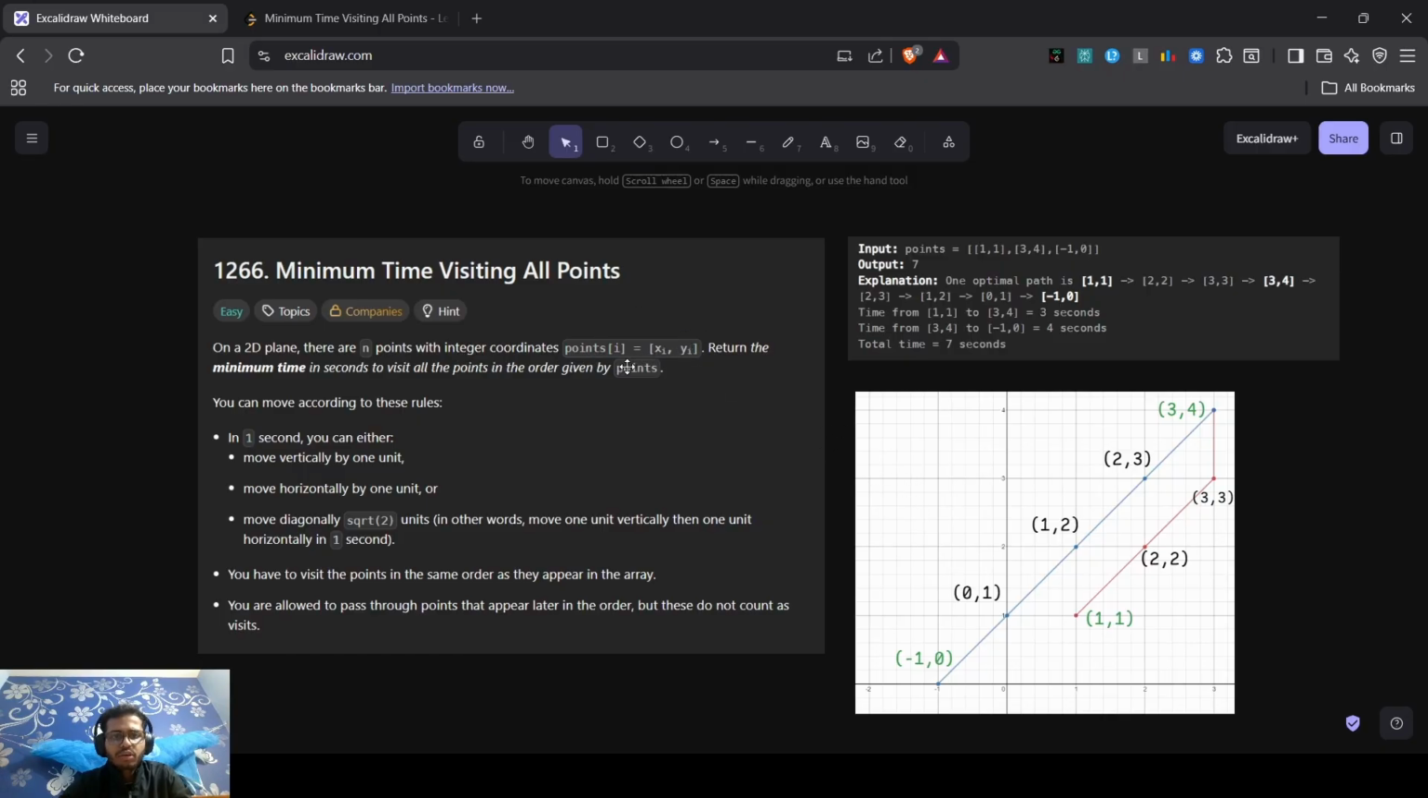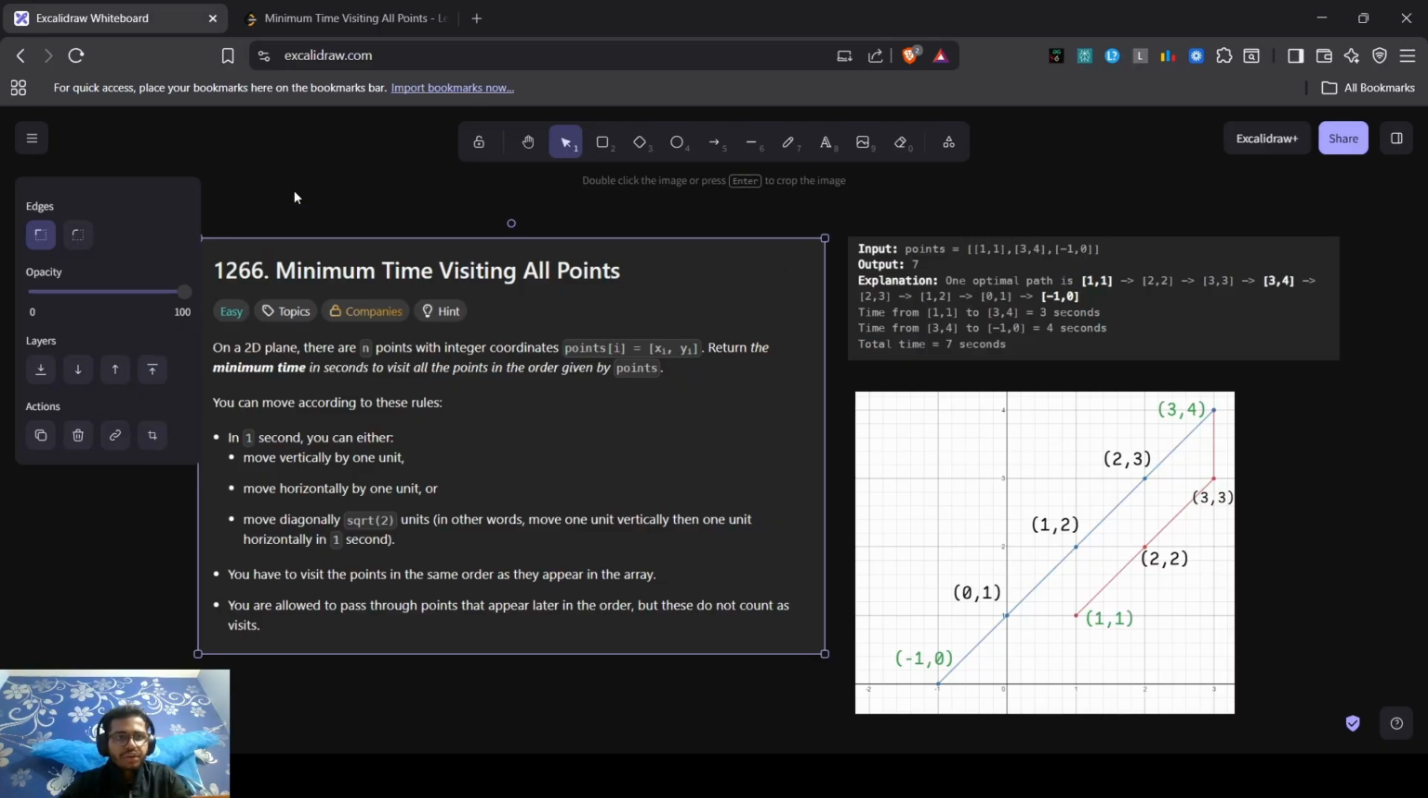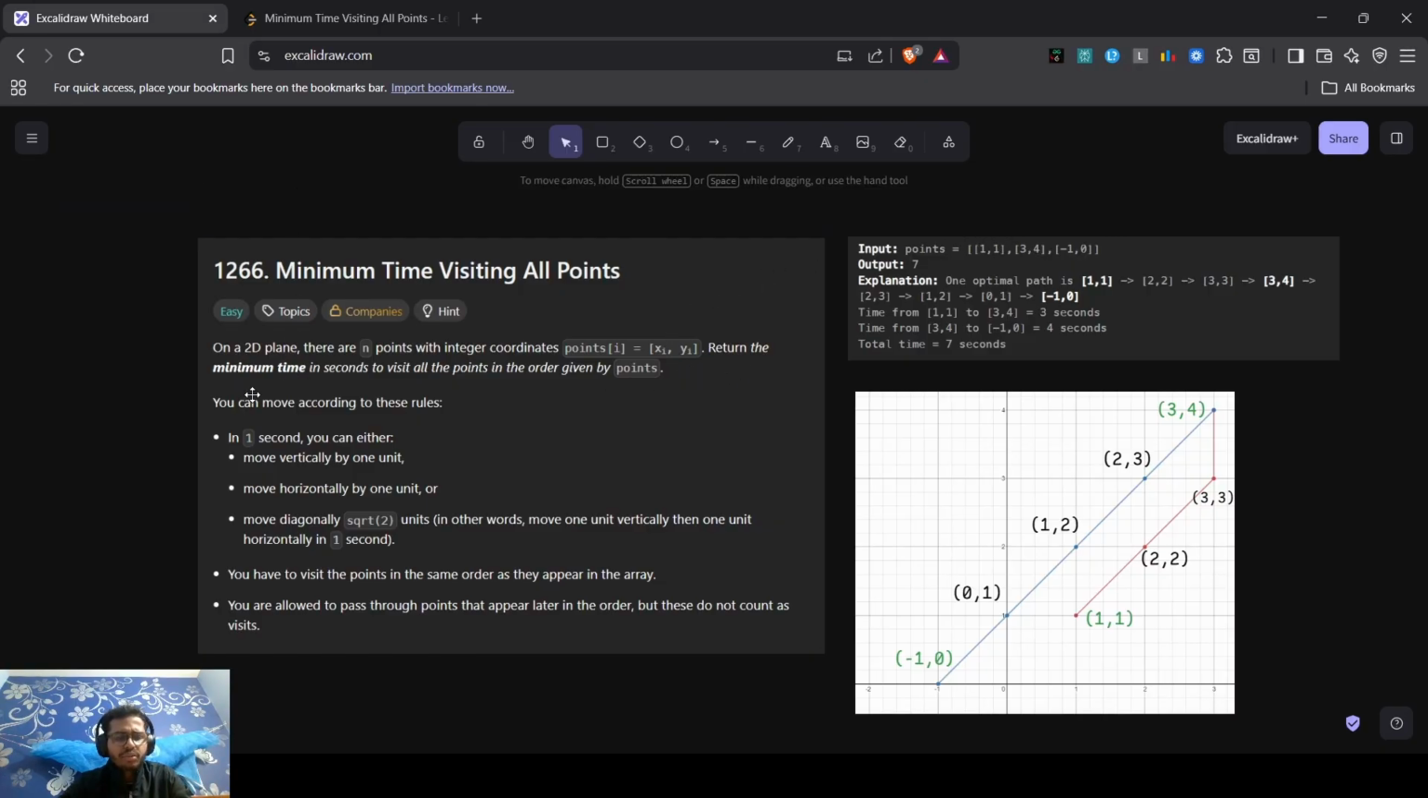That means we will be given the coordinates like this, 1 comma 1, 2 comma 2. Here you can see the example of the coordinates given in an array format, where each points of i, this is the points array, each points of i will contain a coordinate. That means 2 points, the combination of 2 points, that's called a coordinate. Now, we need to return the minimum time in seconds to visit all the points in the order given by the points array.